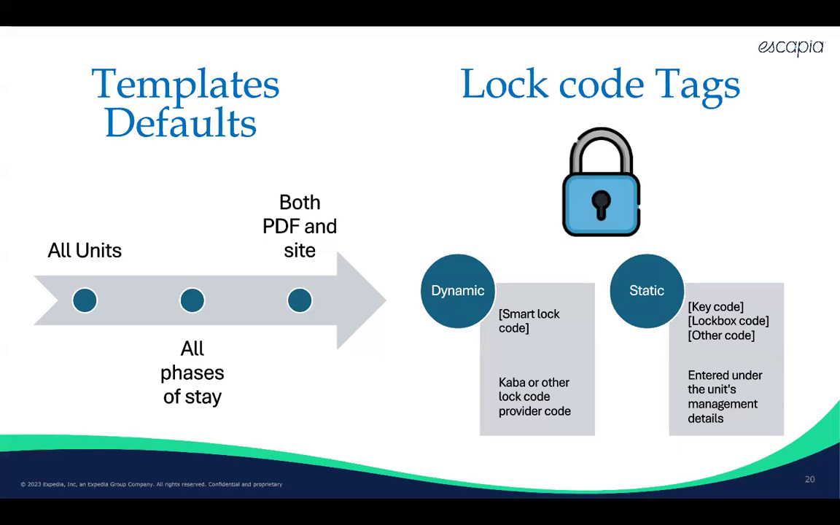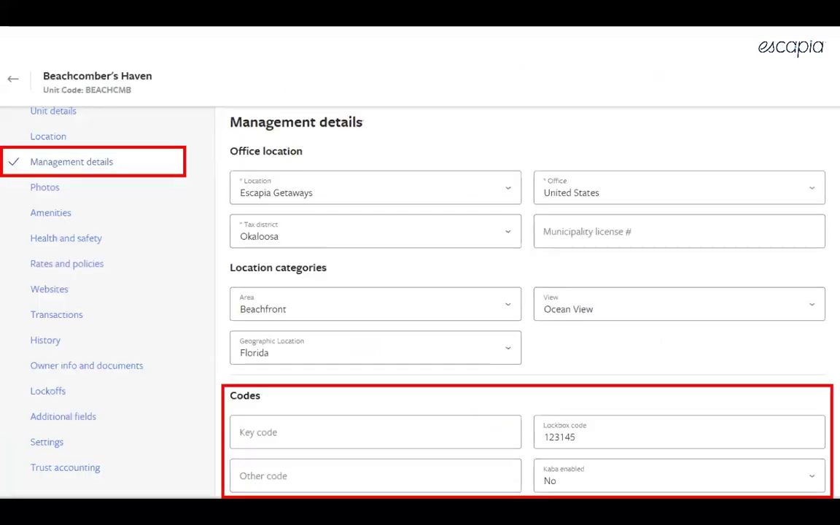Dynamic, the tag smart lock code will pull either Kaba or any other lock code provider code. We also have our static tags, key code, lockbox code, and other code. These can be entered and found under the unit's management details section of the unit editor. This shows you where to find that.